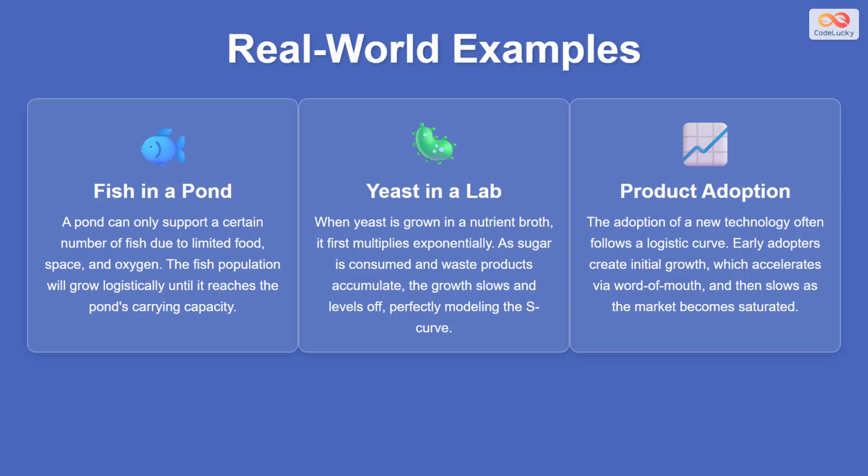Logistic growth is not just a mathematical concept, it is all around us. Think of a fish population in a pond. They have limited food and space, so their population follows a logistic curve. Another classic example is yeast growing in a lab culture. At first, it grows quickly, but as it consumes all the nutrients, its growth levels off. This pattern even applies to how new technologies are adopted in a market.